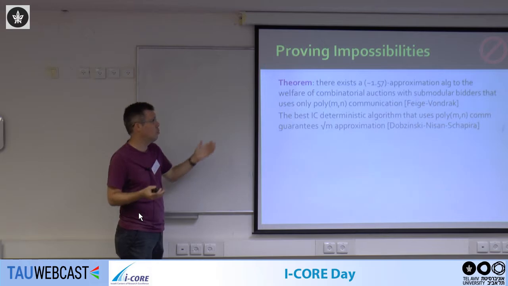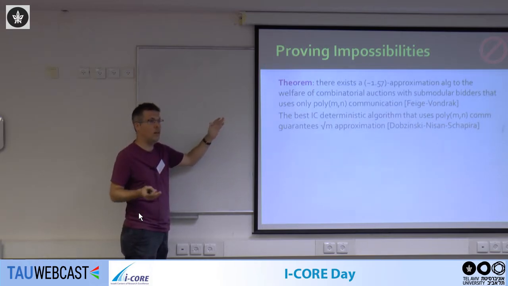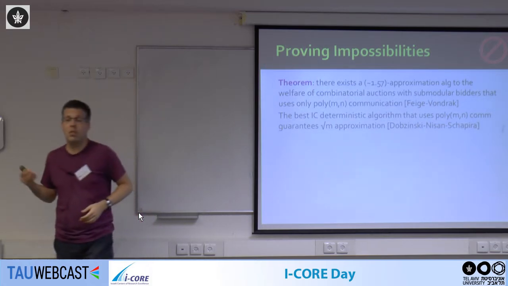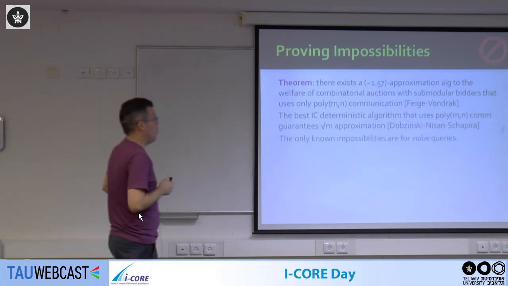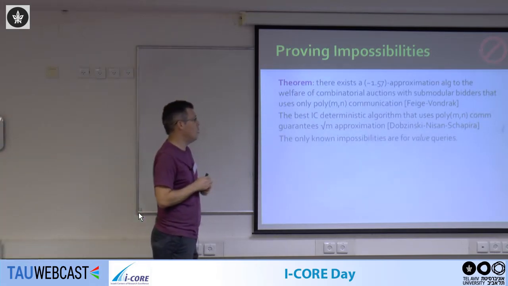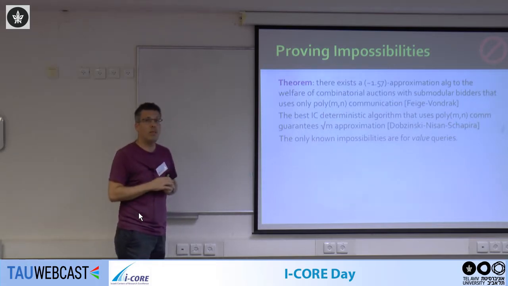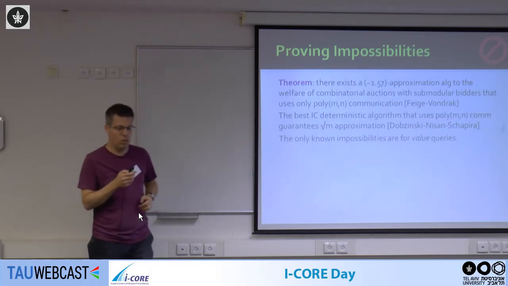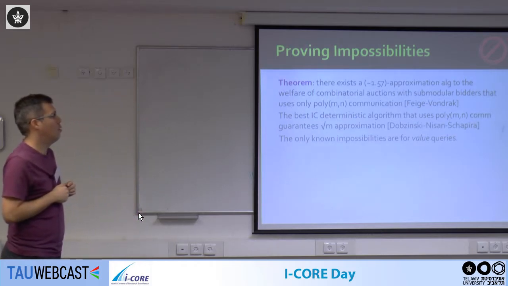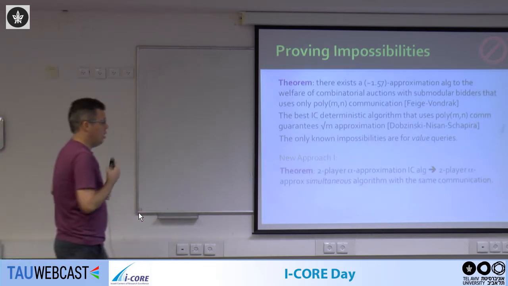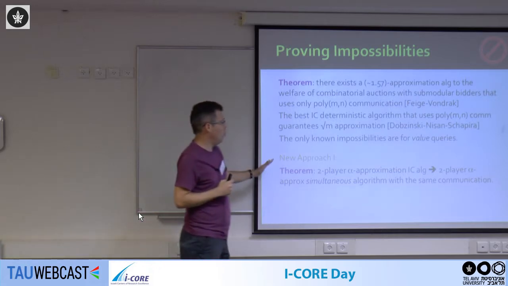We have no tools to prove any gap between the two, and the situation is really similar for many other problems. So we know some impossibilities, but this is only for the special case of value queries, not in the general communication model. So how can we prove impossibilities for such a problem? Here is one possible approach.